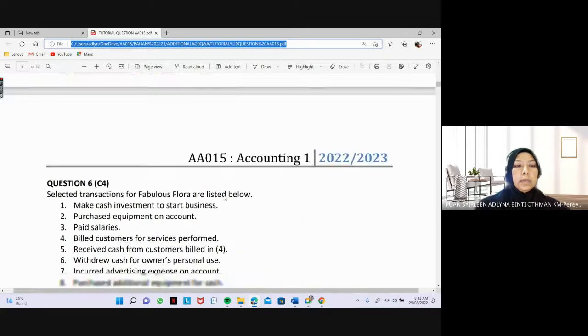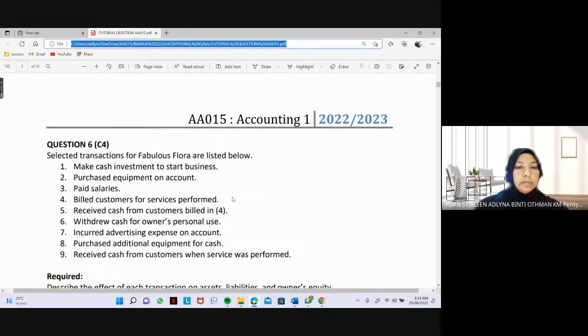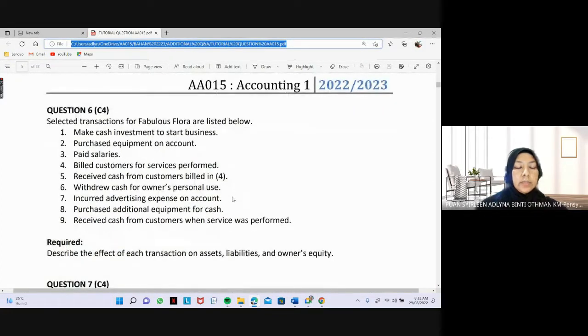Okay, number 1, you make cash investment to start business, purchase equipments on accounts, paid salaries, okay, bill customer for services performed, all right, and then receive cash from customers billed in number 4, okay, and then withdraw cash for owner's personal use. Number 7 is incurred advertising expense on account, and then purchase additional equipments for cash and receive cash from customer when services are performed.